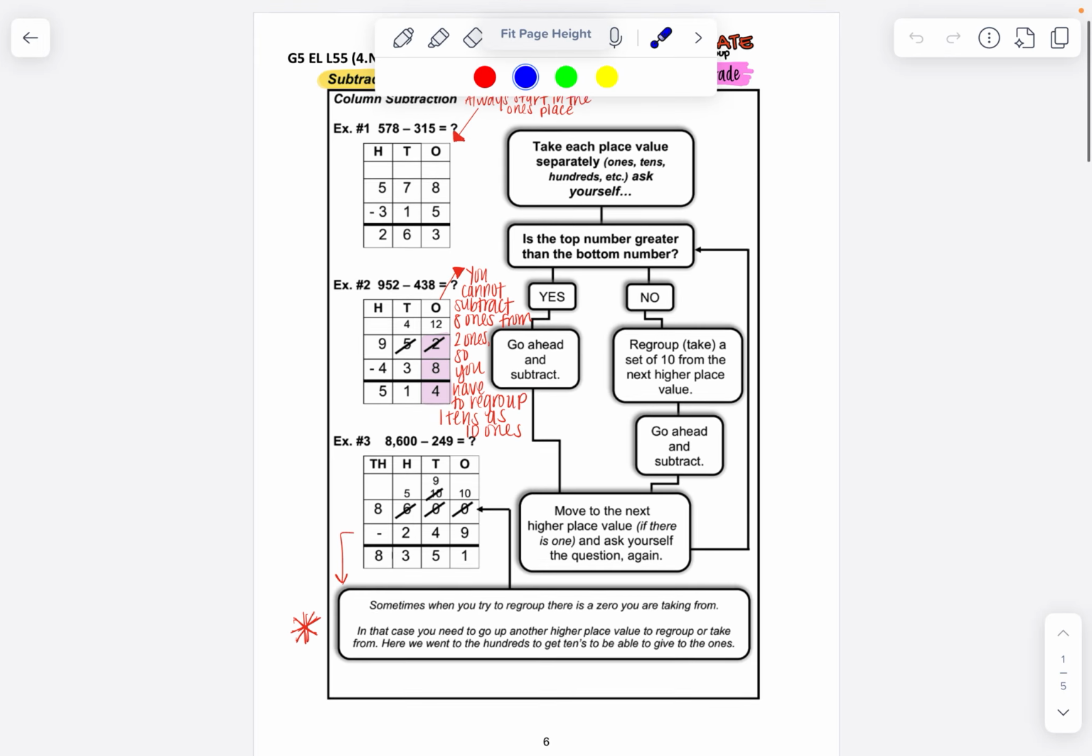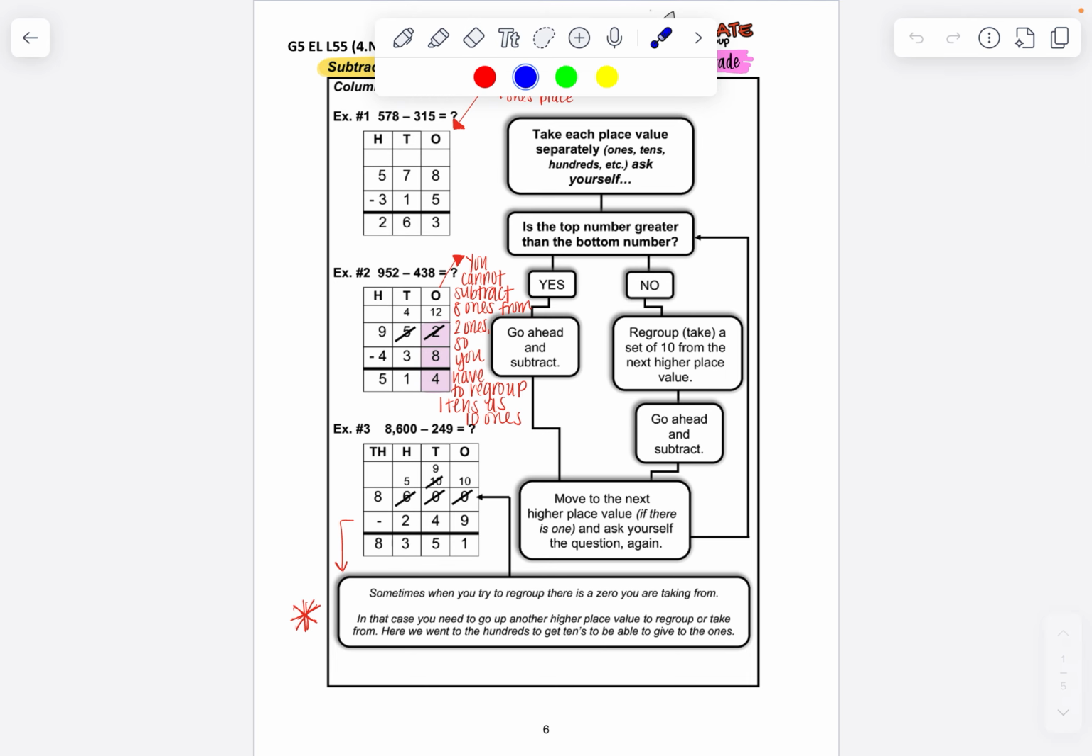When you see students are getting stuck or they're getting the wrong answer, you definitely want to ask them, are the digits lined up? If they are, then have students ask themselves, is the top number greater than the bottom number? If it's yes, they can go ahead and subtract. If it's no, then they have to follow the regroup process before they subtract within that particular place value.